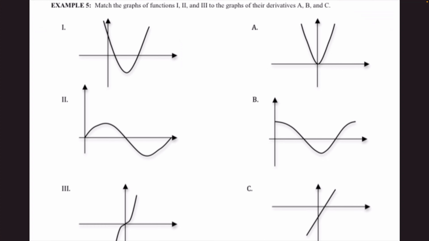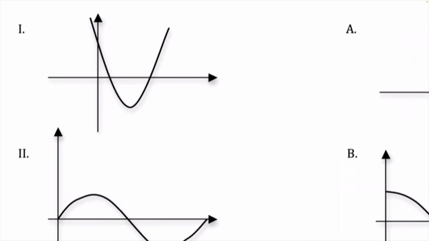Can't always do that because sometimes, like Roman numeral 2, that is a trig function, okay? And you might not remember, is that a quadratic? Is that a cubic? All those things. So there's another way to do it: look for key features of the graph.